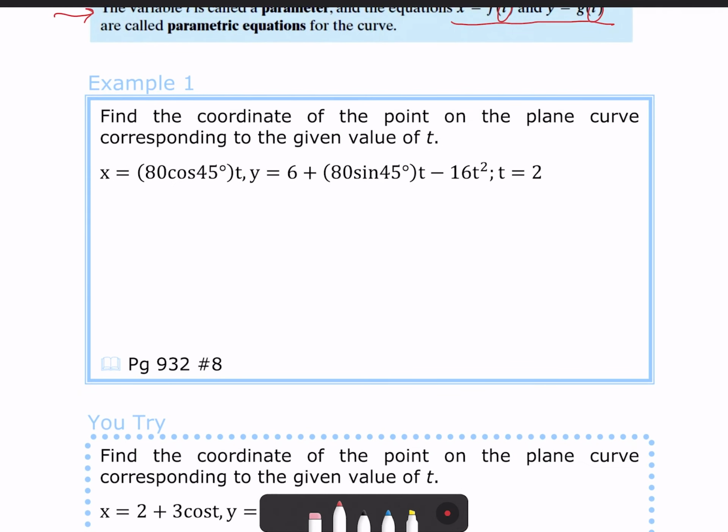In example 1, we're being asked to find the coordinate of a point on the plane curve corresponding to the given value of t. You're not going to be surprised to hear that all we have to do is take that t value and plug it into our parametric equations in order to generate the point on the curve. Let me write that up for us real quick.